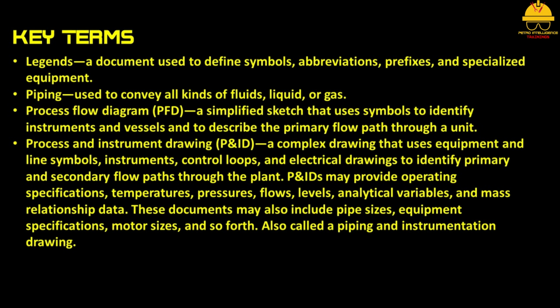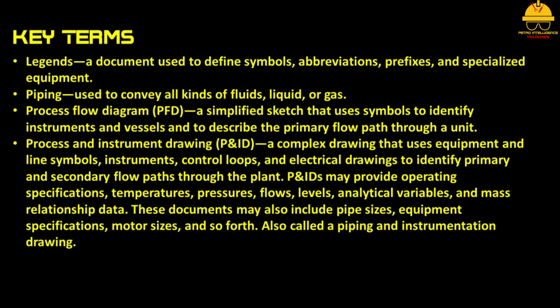Process flow diagram, PFD, or flow diagram is a simplified sketch that uses symbols to identify instruments and vessels and to describe the primary flow path through a unit. Process and instrument drawing, P&ID, is a complex drawing that uses equipment and line symbols, instruments, control loops, and electrical drawings to identify primary and secondary flow paths through the plant.